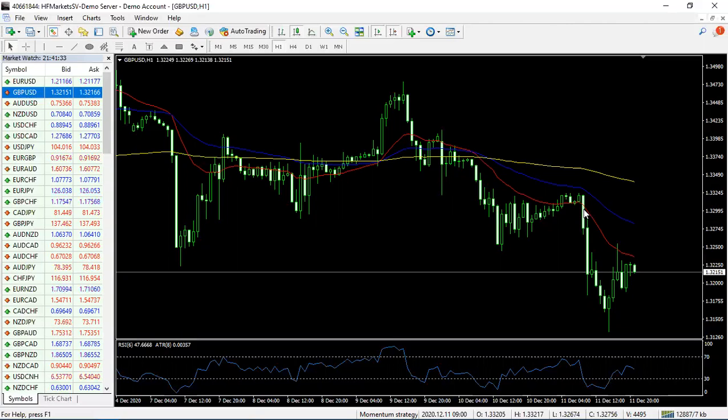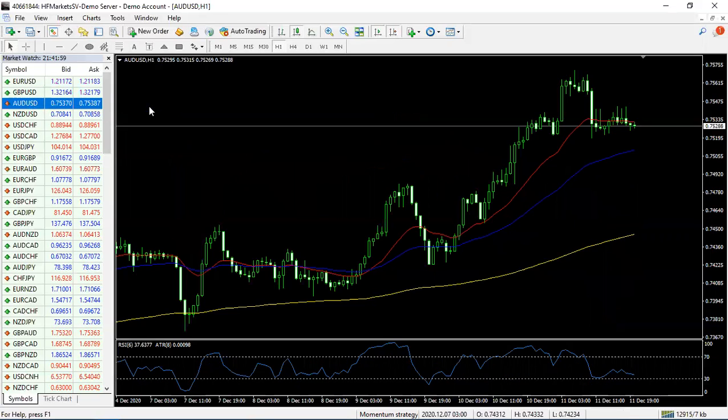So I'm going to note down GBP USD for a short position. GBP USD short, you could write that. You don't want to take the trade immediately. You want to wait. You want to first of all look through all the currencies before you make any decisions.